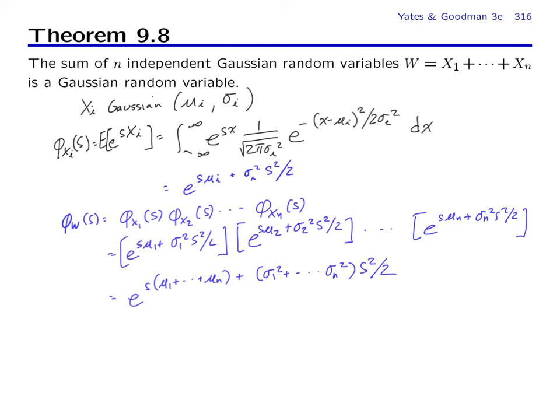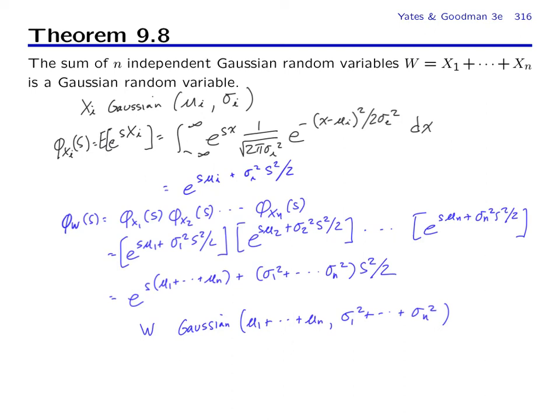So what we've shown is that W is Gaussian, and the expected value is the sum of the expected values of the terms, and the variance is the sum of the variances. So this is a great result, and the moment generating function provides a really simple proof.